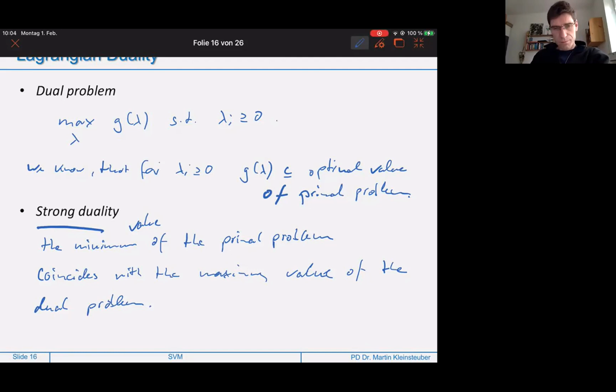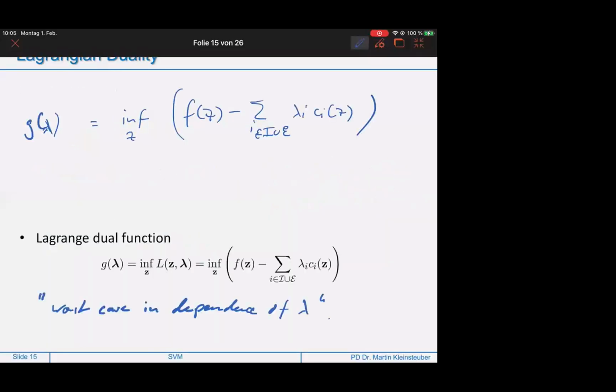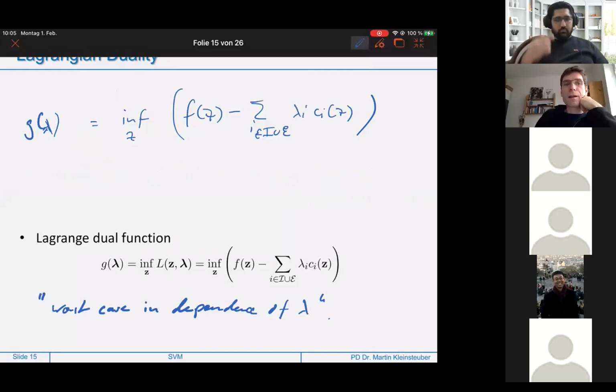So, yes, but not much more into this optimization unless you have some urgent questions. Okay. Okay, so how does it help us in practice?